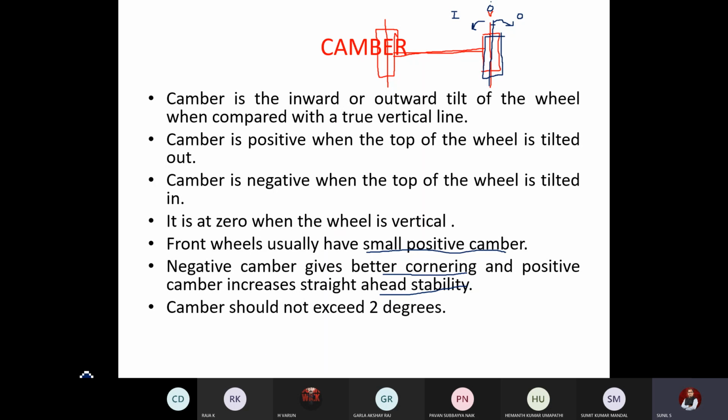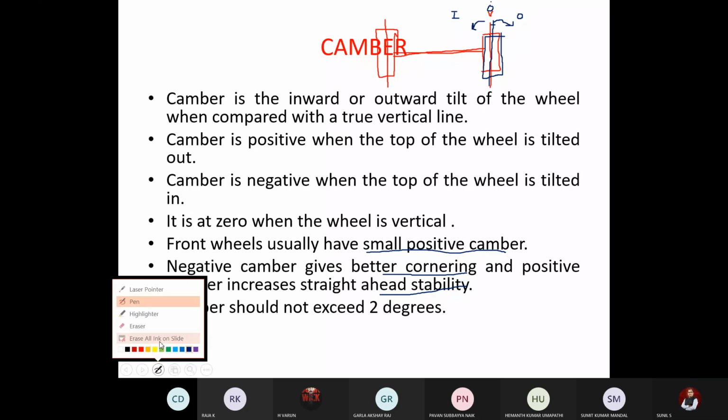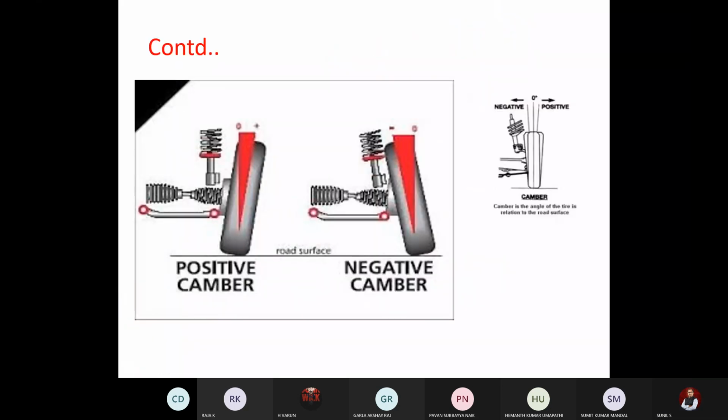Right. In this sketch, you can better understand. So this is the axle part, whatever I told you. This is the axle. This is the suspension of the vehicle. This is the actual wheel. So this is the vertical line.